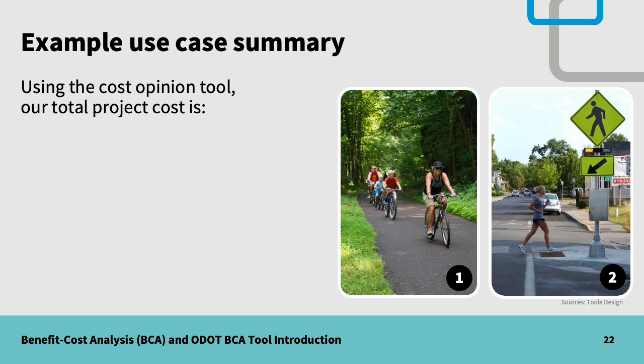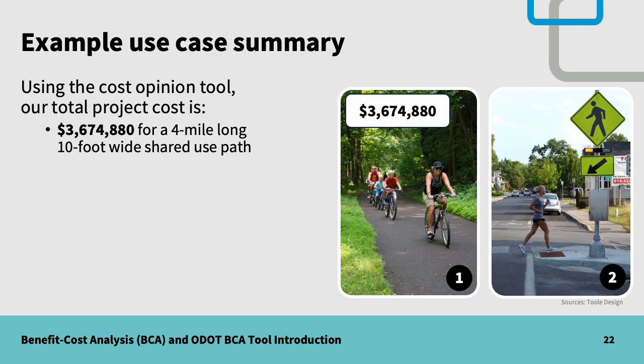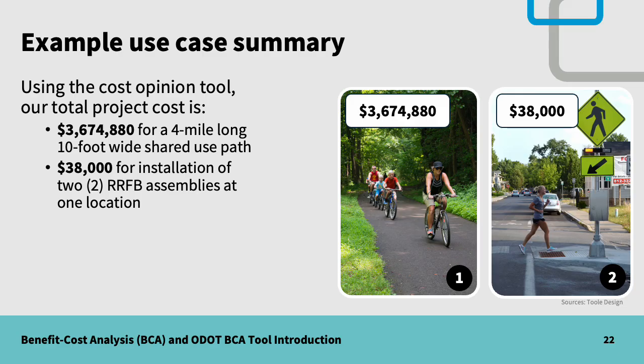Using the cost opinion tool, our total project cost is $3,674,880 for a 4-mile long, 10-foot wide shared use path, plus $38,000 for installation of 2 RRFB assemblies at one location, for a total project cost of $3,712,880.